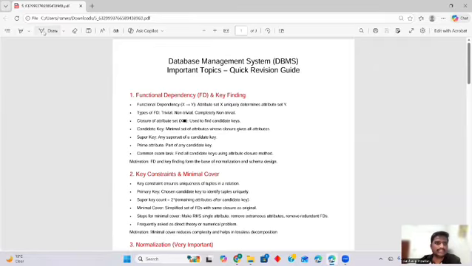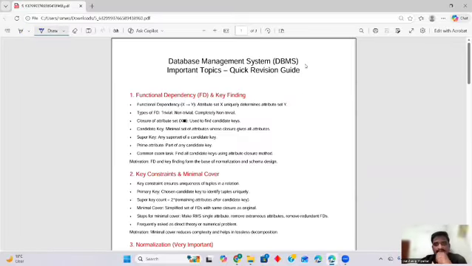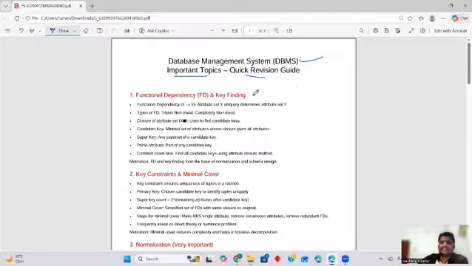So let me use some pen. This is the PDF that I created, with some important topics and quick revision and quick guidance for the database. Let me start one by one. The first topic is functional dependency.